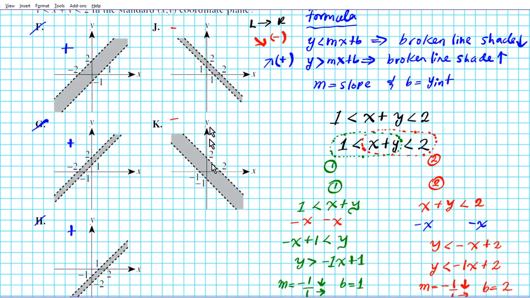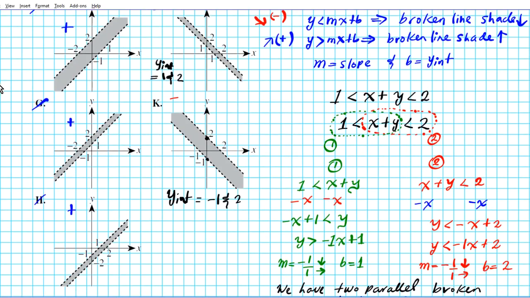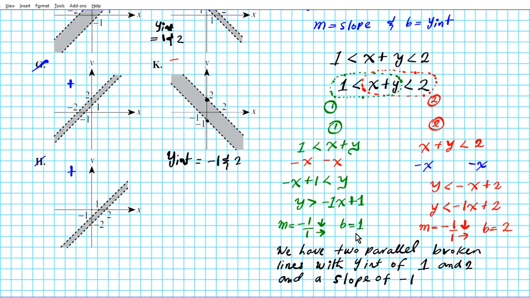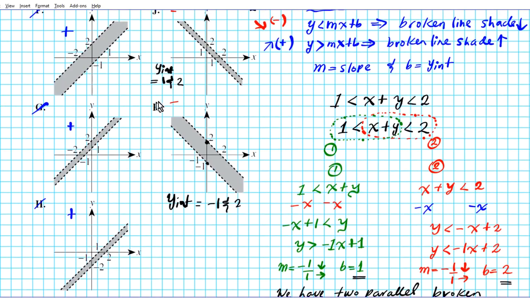Now, what's the difference between these two systems of inequalities? The difference is the y-intercepts. Okay? For option K, your y-intercepts are negative 1 and 2. Right here, that's your first one, negative 1, and your second one is 2. For this pair, your y-intercepts are 1 and 2. Look at what we have here. Which one is the correct one? From the result that we came up with, we saw that the y-intercepts are negative 1 and 2. So the correct answer is option letter K.